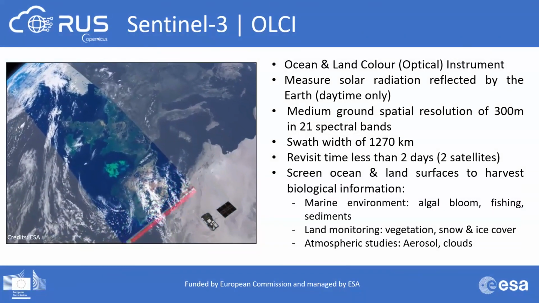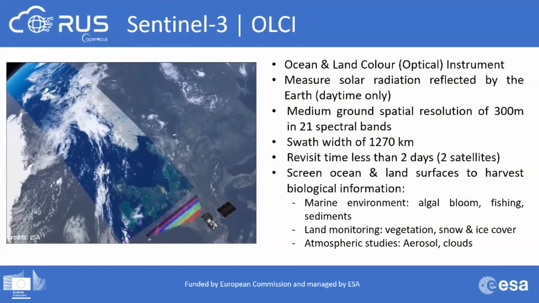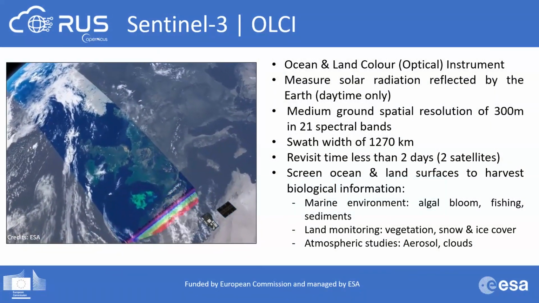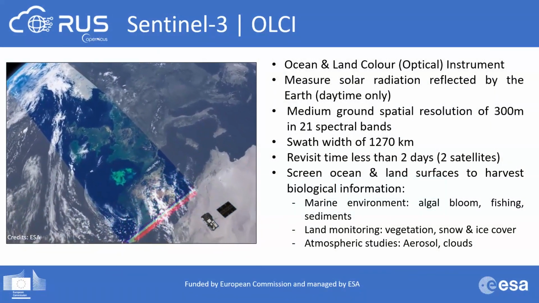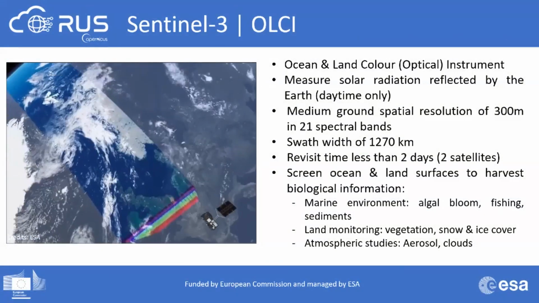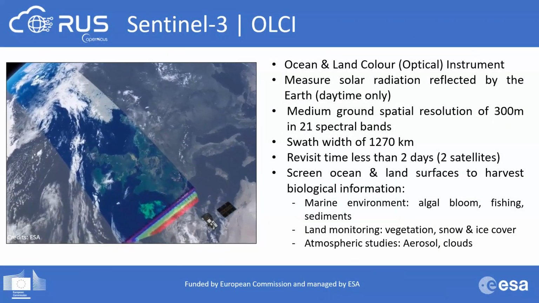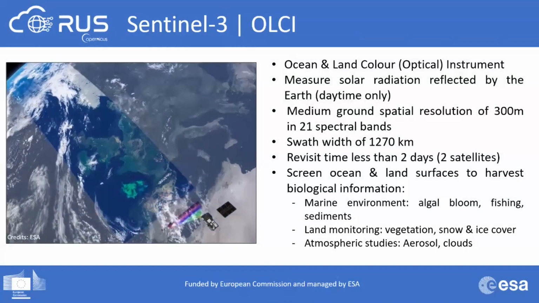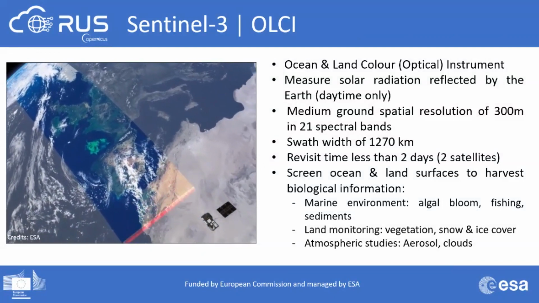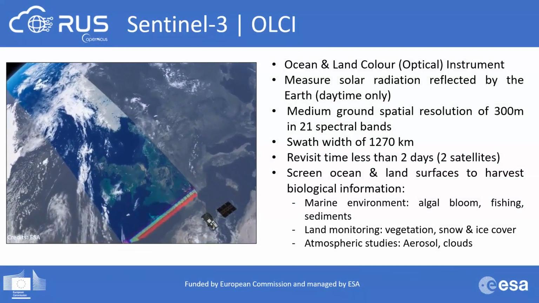Let's start with OLCI. OLCI is the Ocean and Land Color Instrument. It is an optical sensor, so basically a space camera, which measures the solar radiation reflected by the Earth. So it collects measurements only during daytime. It has a medium ground spatial resolution of 300 meters in 21 spectral bands. The width of the swath is 1270 kilometers. The revisit time is less than 2 days at the equator when two satellites are operational.